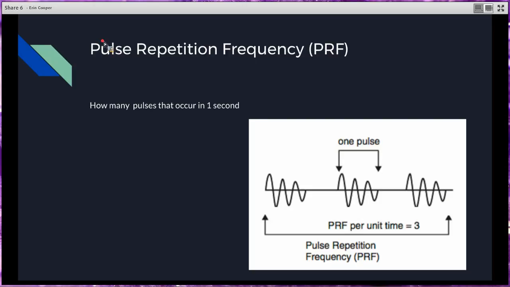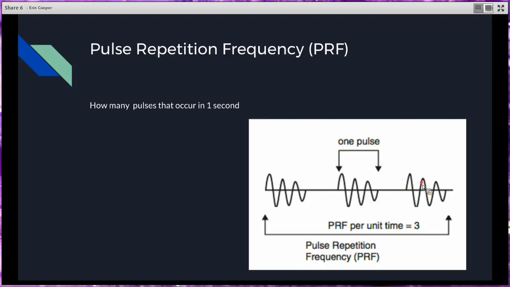That's the big difference. So if this graph here, if this entire line from this end all the way to this end represented 1 second, the number of pulses that are in there would be the pulse repetition frequency. How many times did the pulse repeat in that 1 second? So this one would have a PRF, or a pulse repetition frequency, of 3, because 3 pulses were able to occur within that time limit.